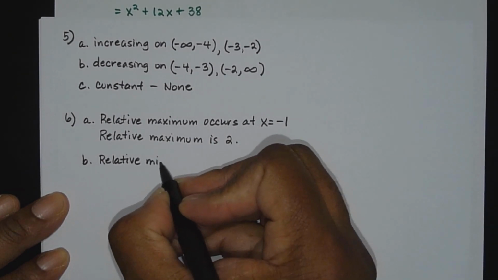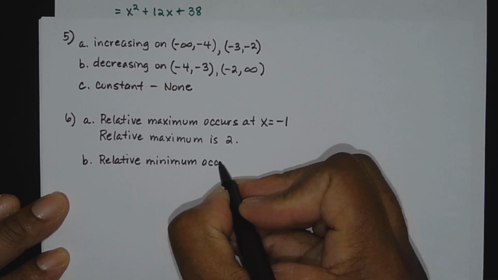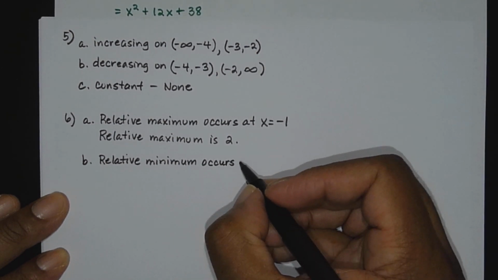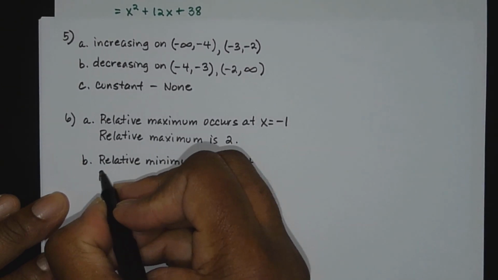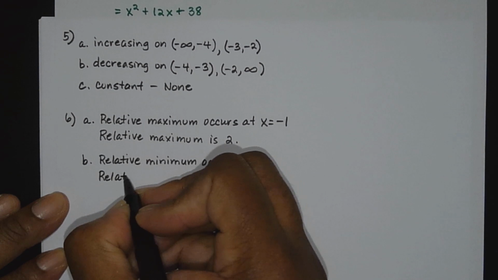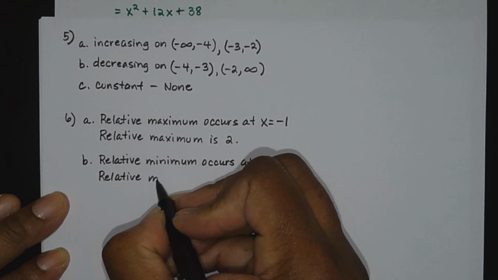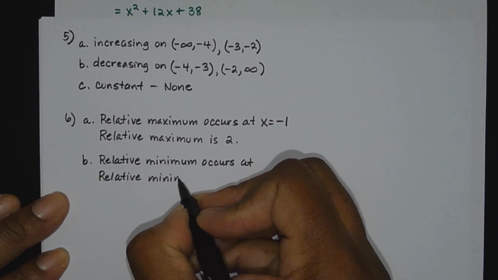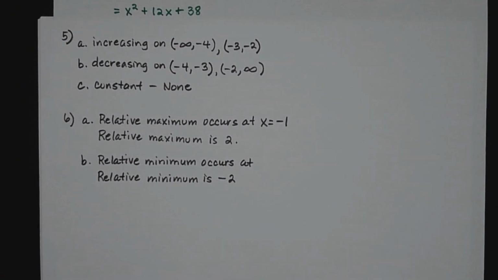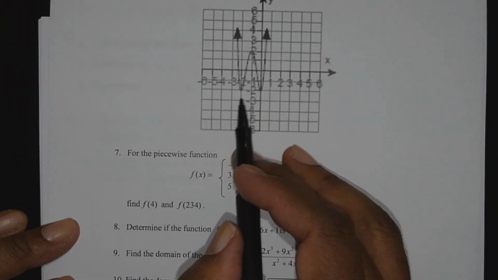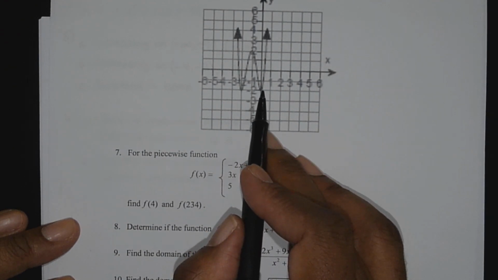Relative minimum. Oh, you're right, it is -2. So we know the relative minimum is -2. Okay, because that's the lowest point on the graph.